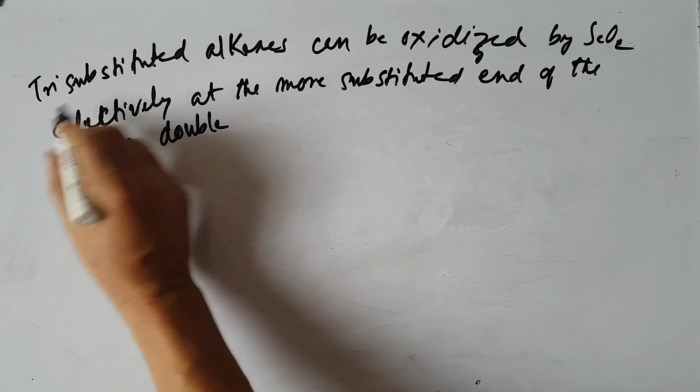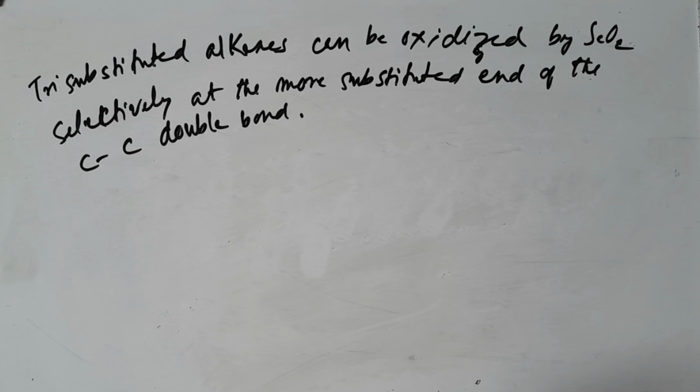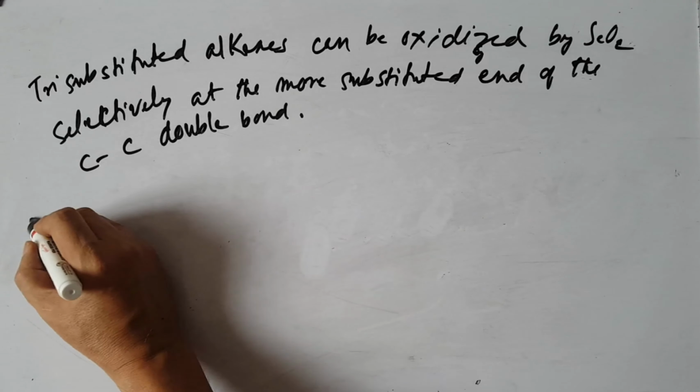So here we use trisubstituted alkenes, double bonds. I'm repeating it: trisubstituted alkenes can be oxidized by selenium dioxide in the presence of water selectively at the more substituted end of the carbon double bond.